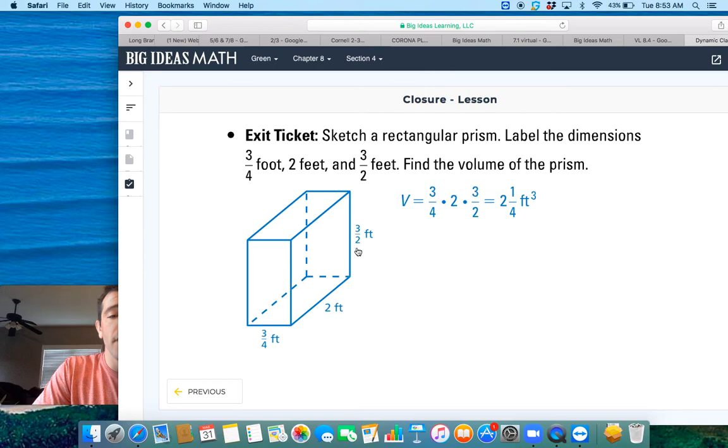3/4 by 2 feet by 3/2 feet. Substitute it all in. 3/4 times 2 times 3/2 should be 2 1/4 feet cubed.